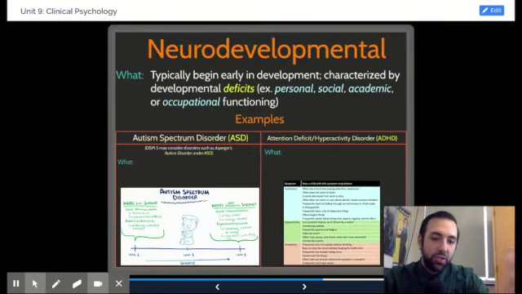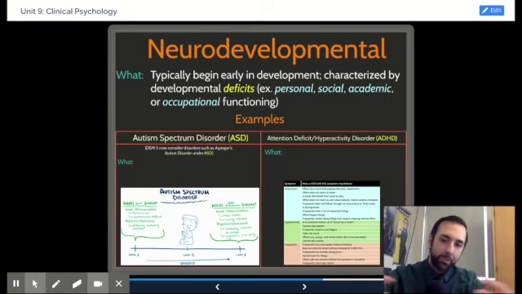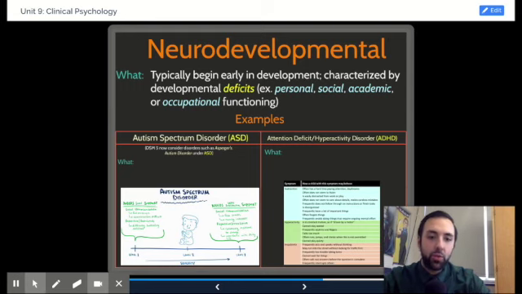We'll start first by just describing neurodevelopmental disorder. As a whole, this category talks about disorders that typically develop early on in life, so they're typically considered more childhood disorders. They're characterized, depending on the disorder, by deficits in personal, social, academic, or occupational functioning. That's a statement that can be applicable to all of the disorders.